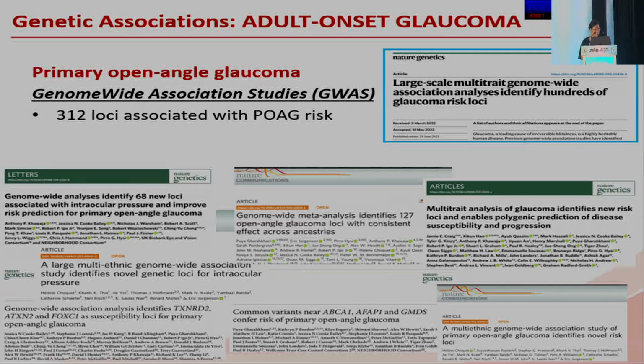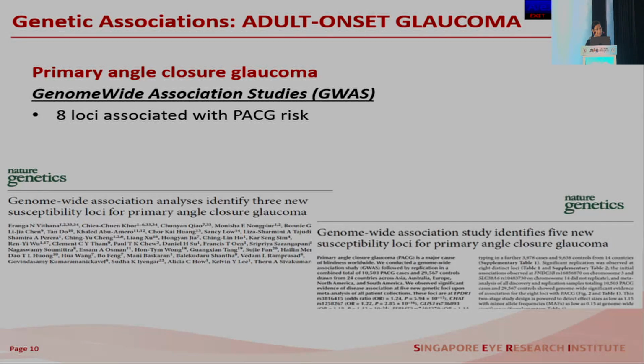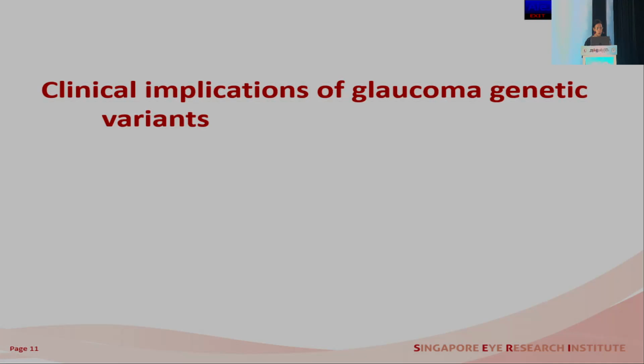Now, adult onset glaucoma, like I alluded to, the genes for them are mainly identified through genome-wide association studies. There have been a lot of them for POAG, and to date we have over 300 genetic loci that have been associated with POAG. Now, PSEG, on the other hand, is less well studied. We currently have 8 genetic loci associated with PSEG.